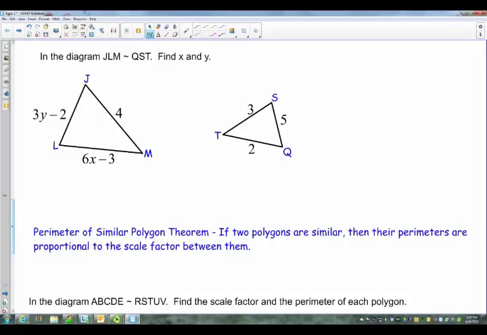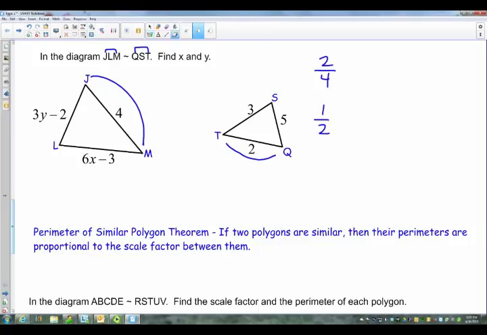So, in this figure, we've got JLM similar to QST. Now, in this one, we know what JM is. JM is 4, and that's your first and your last. So we take our first and our last here, and that's QT, and QT is 2. So we're going to use JM and QT as our scale factor. So 2 over 4, or you could even reduce that down to 1 to 2. And then we just go from there and start figuring out these values.